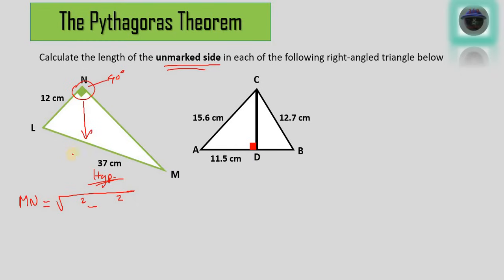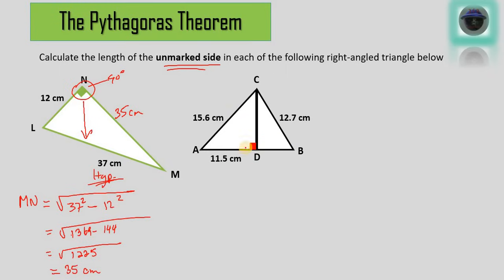Which number are we going to put first? The larger one, which is, yes, the hypotenuse. That's 37 squared minus the shorter side squared, which is 12 squared. And so we get the square root of 37 squared is 1369. 12 squared is 144, which is equal to, and that gives us 1225. And finding the square root of that is 35. In other words, 35 times 35 gives us 1225. So MN is equal to 35 centimeters.